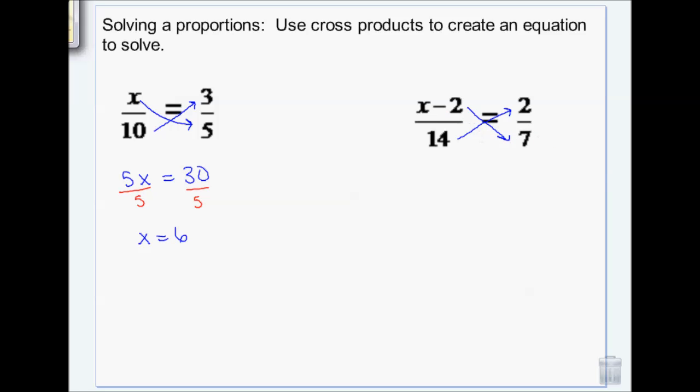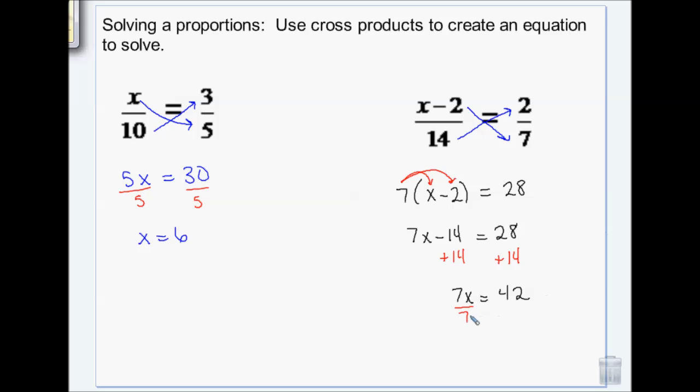I have x minus 2 times 7, so in this particular instance, you're going to have to distribute. And then 14 times 2 is 28. I have to distribute that 7. So I get 7x minus 14 is equal to 28. Add 14 to both sides. 7x is equal to 42. Divide by 7. And x equals 6.